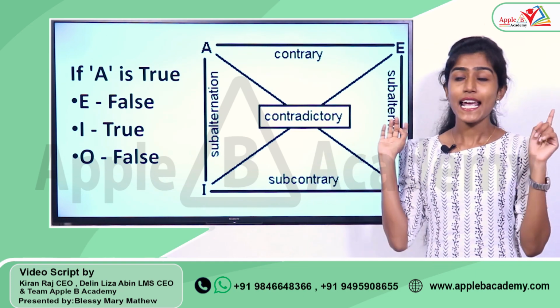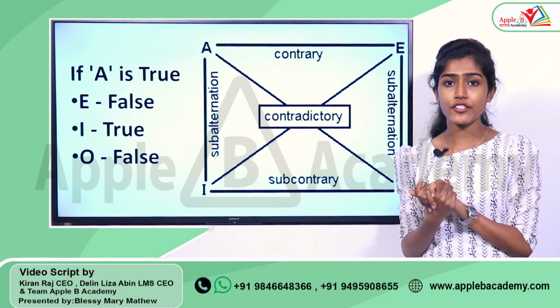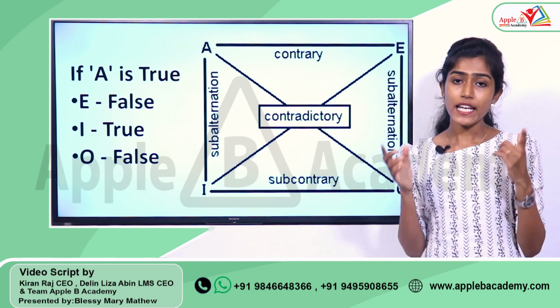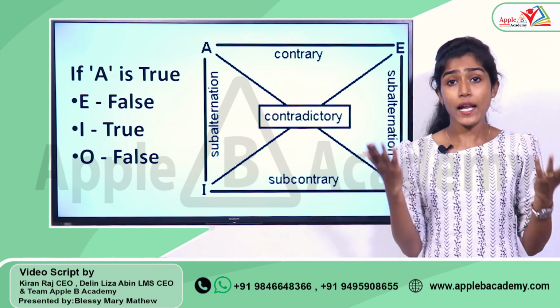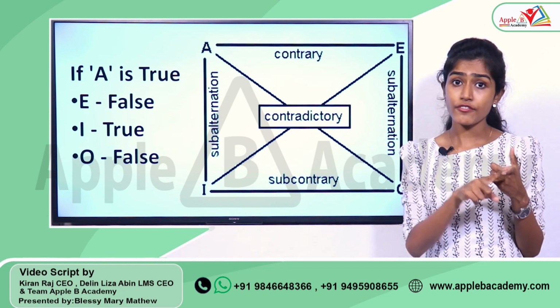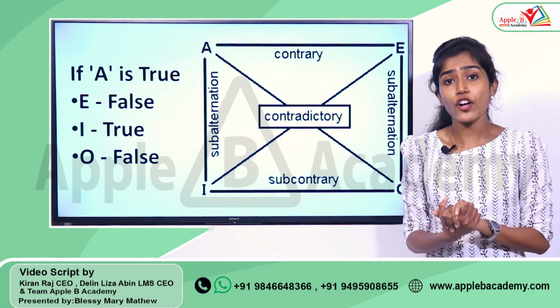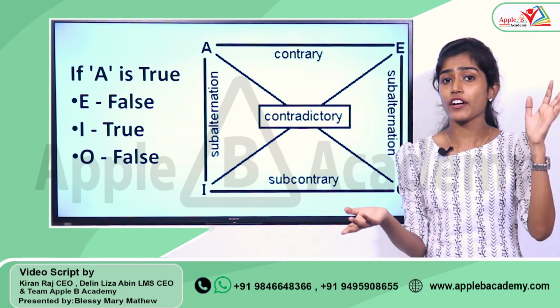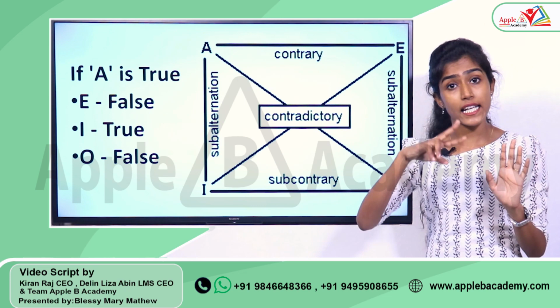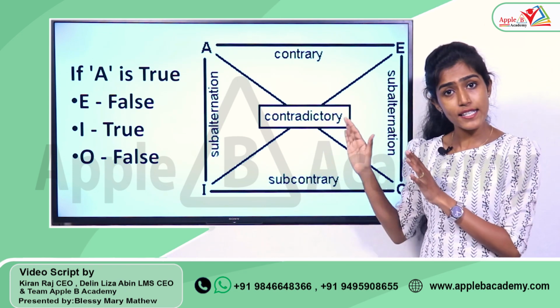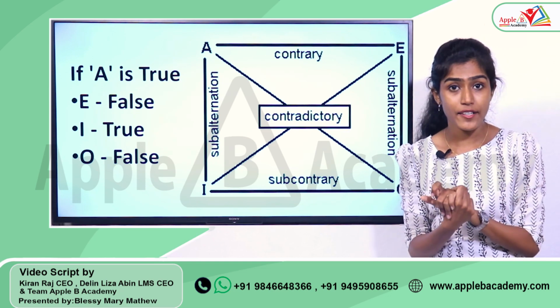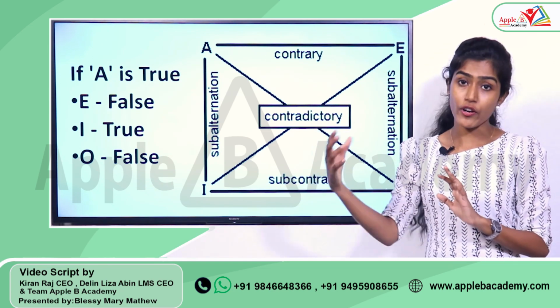And if one is false, what will be the condition of the next one? In contrary, if one is false, the next one is undetermined. Why? They can be false together, so if one is false, the other can be false. And there is also the possibility that if one is false, the other becomes true. So if A is false, then E is undetermined. E can be either true or false.